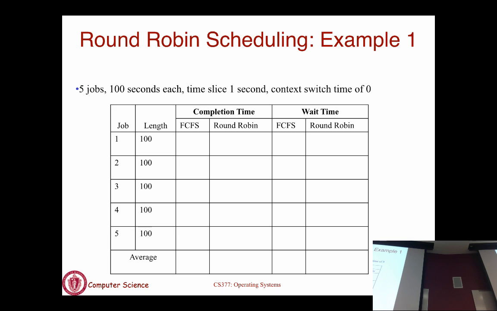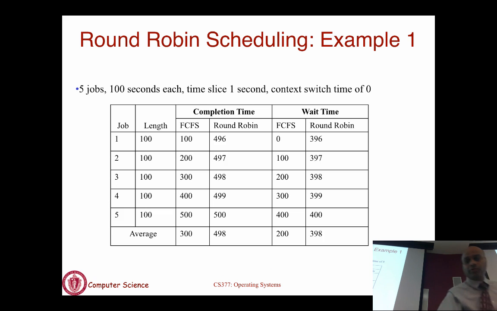Okay, so if you want to compute wait times, you're simply going to take this column and take the difference of the two. Completion time minus the job length typically gives you the wait time. If you have different arrival orders, you also have to subtract the arrival time. In this case, you all arrive at the same time. So the difference between these two columns is going to give you the wait time for FCFS. The difference between these two columns is going to give you the wait time for round robin, which is what you will see.